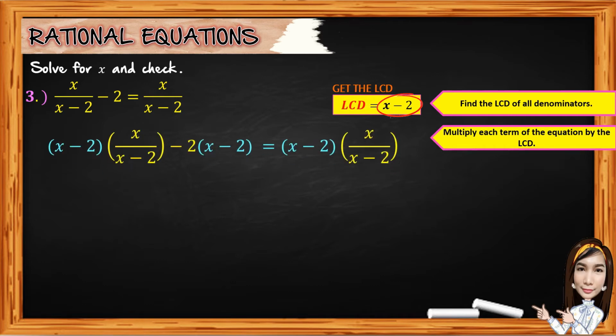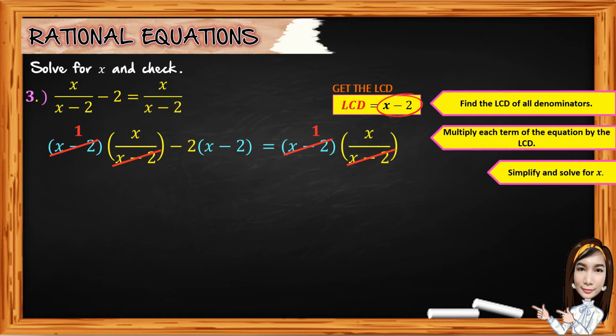Then, multiply each term of the equation by the LCD. So we have the quantity x minus 2 times the quantity x over x minus 2 minus 2 times the quantity x minus 2 is equal to the quantity x minus 2 times the quantity x over x minus 2. Then, simplify and solve for x. For the first term, we can cancel x minus 2 divided by x minus 2 is equal to 1. On the second term, we cannot cancel negative 2 because they are both numerators. Now, on the other side, x minus 2 divided by x minus 2 is equal to 1.